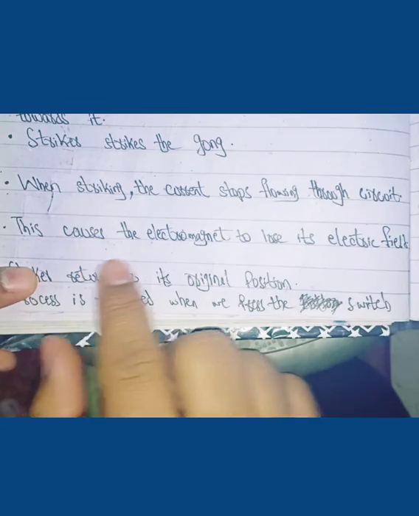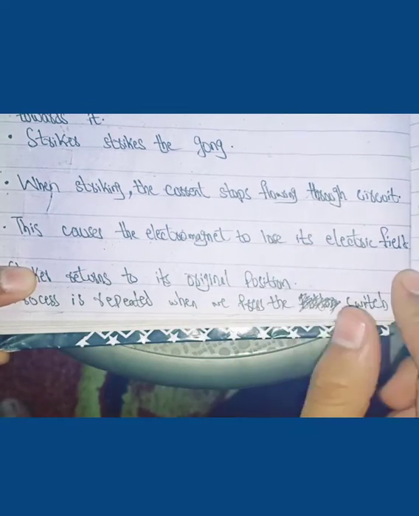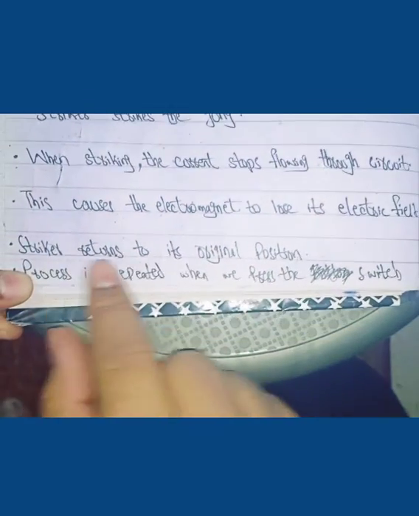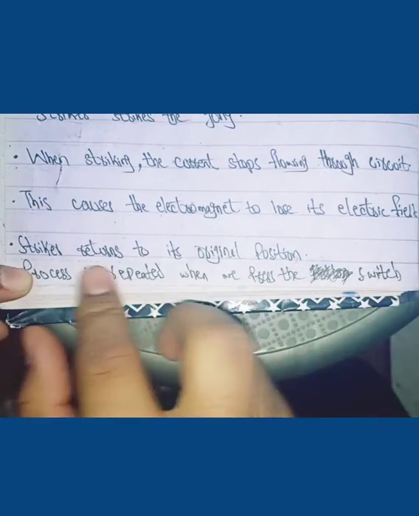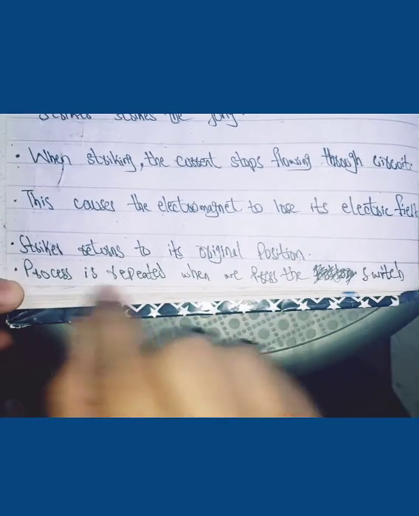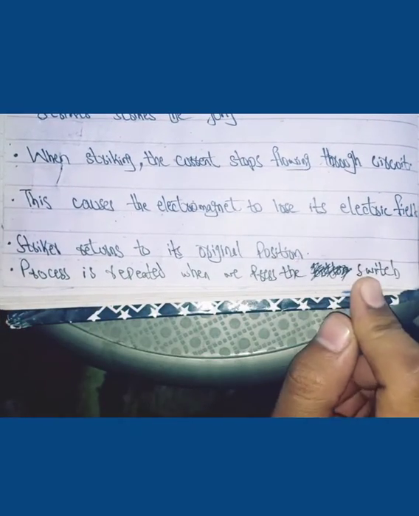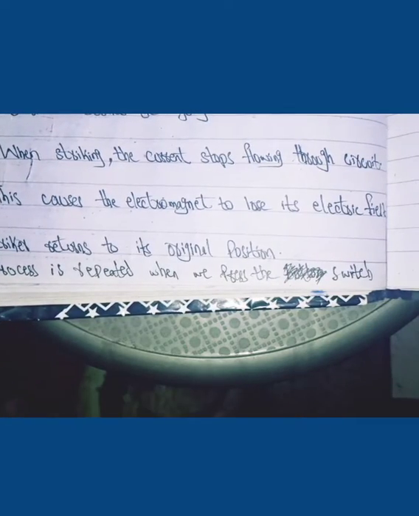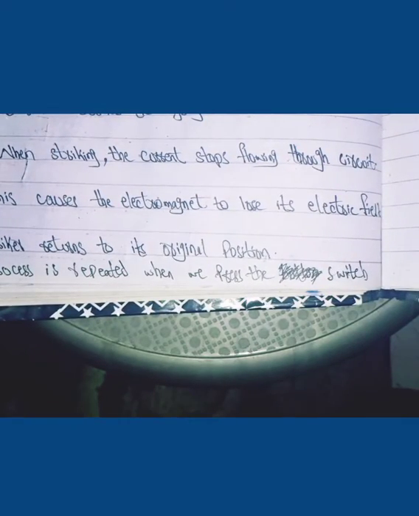So this causes the electromagnet to lose its magnetic field. The striker returns to its original position. The process is repeated when we press the switch. That's the simple construction and working of the electric bell.